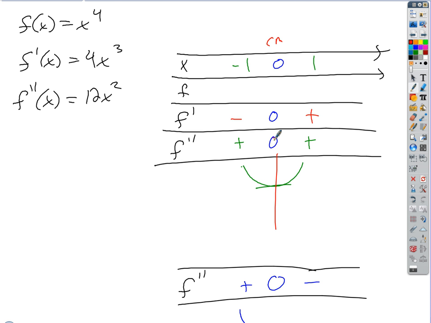Positive second derivative corresponds to what for a function? Well, concave up. It's positive, meaning an upward concavity, right? And remember, positive concavity means a happy function, so it's bowl shaped up, right? Negative second derivative corresponds to what feature on the graph? Downward concavity, sad face, right? Okay.